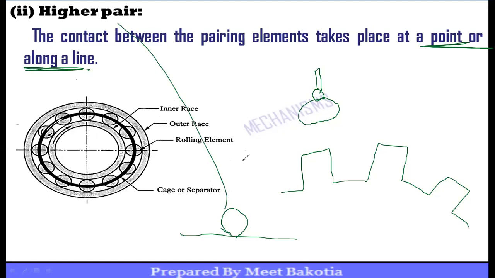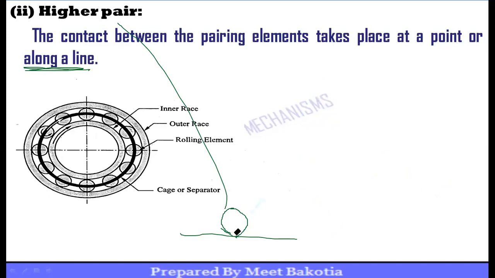The pair of friction discs, the belt and rope drives, the cam and follower, the gear teeth, the ball and roller bearings. These are all examples of the higher pair. Again, why? Because I'll say the definition again: when the two links have line or point contact and relative motion takes place, it is known as the higher pair.